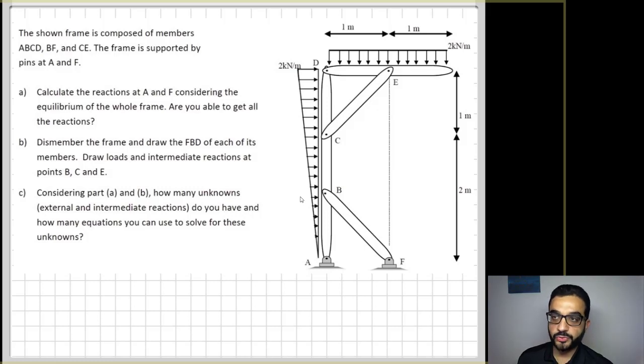And then the next step, step B, will be dismembering the frame. And we learned that frames are dismembered, but trusses are cut. So that's what we learn in introductory concepts about frames and trusses. So here we need to dismember the frame and draw the free body diagram for every member we get out of this explosion, like we're exploding the frame here. And we need to draw all the forces and also the intermediate reactions at the joints. And then considering parts A and B, we'll try to find as many unknowns as we can that we reveal when we dismember the frame.